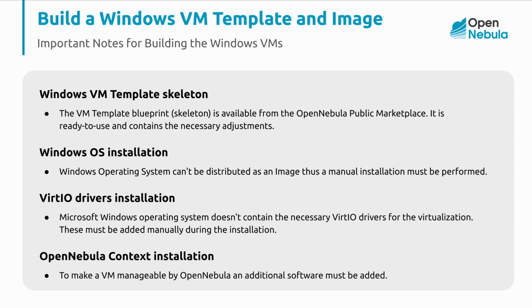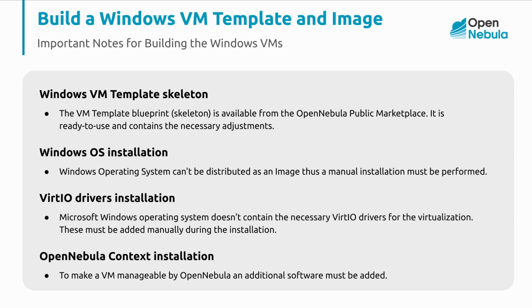This is the specific virtual machine template available on the OpenNebula public marketplace. This template comes with the CD-ROM disks that contain the necessary drivers and the VM configuration settings that are optimal for running Microsoft Windows operating systems. Microsoft Windows pre-installed images cannot be distributed, and that is the reason why in this case we must perform the installation manually. The installation media must be acquired from the official sources.